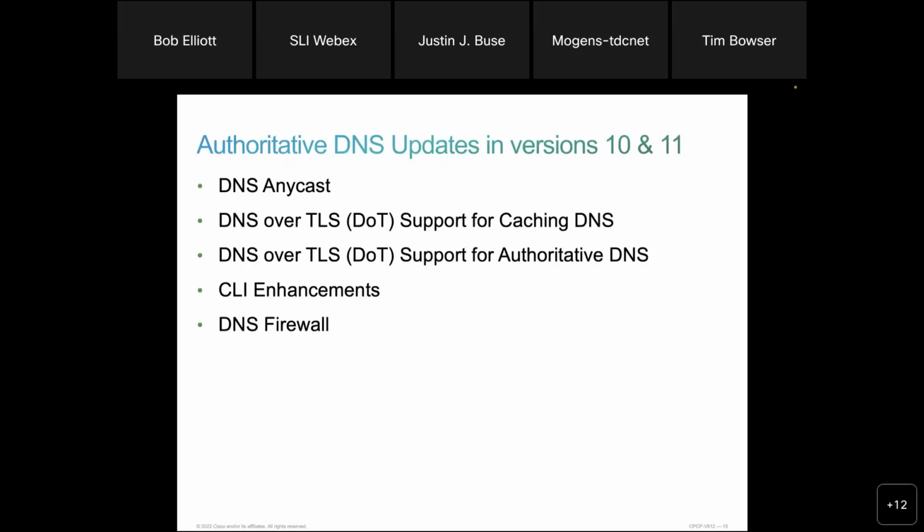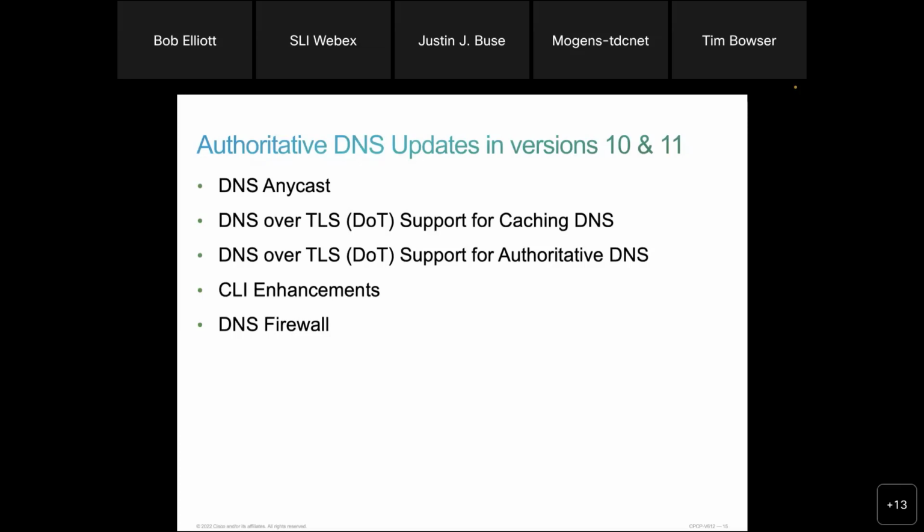Another thing that is supported is DNS over TLS or DOT. And that is supported for both caching DNS and authoritative DNS. What DNS over TLS is, it's essentially encrypted DNS. There's another layer added at the transport layer. It encrypts it, and it does use different ports. It doesn't use port 53.